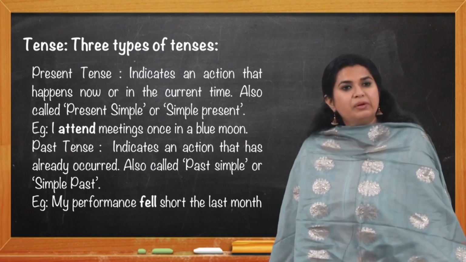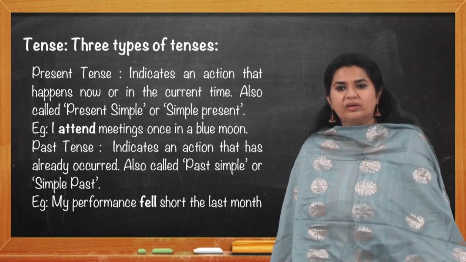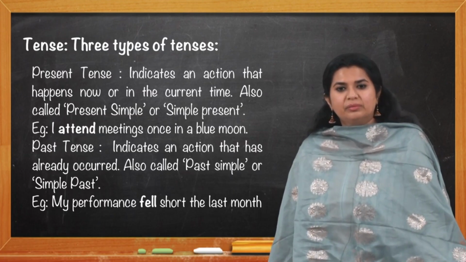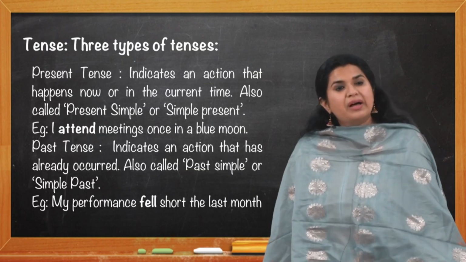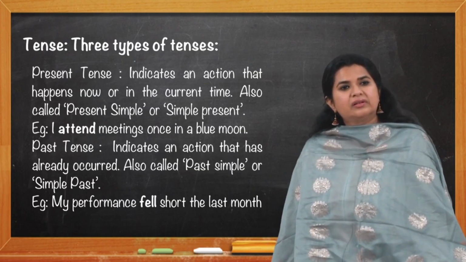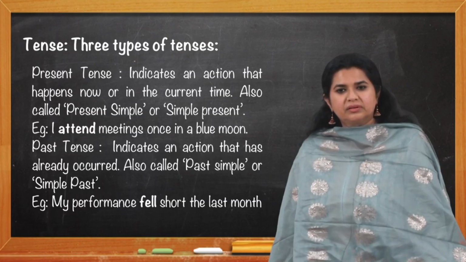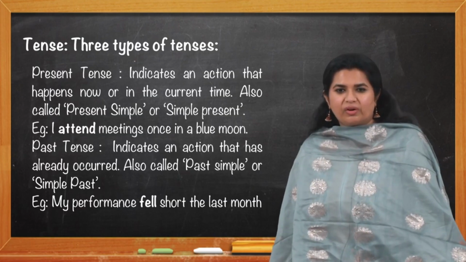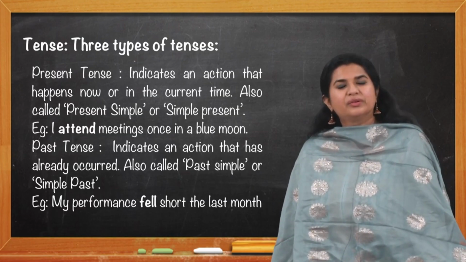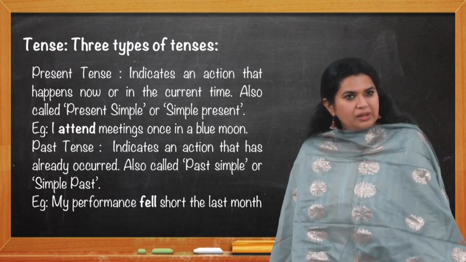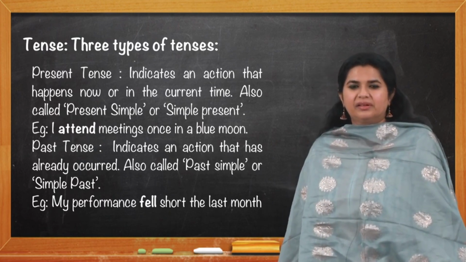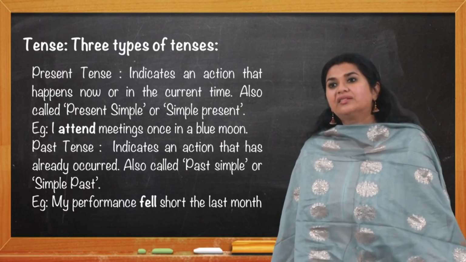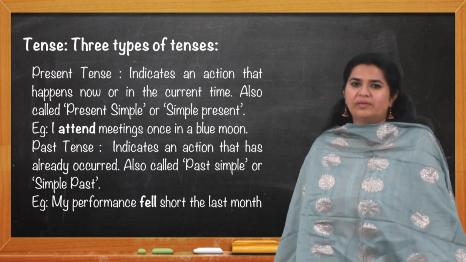And here is an example, my performance fell short the last month. My performance will fall short next month. So, if it is will, it is going to be next month, it can't be last month. So, tenses tell you the time of an action.